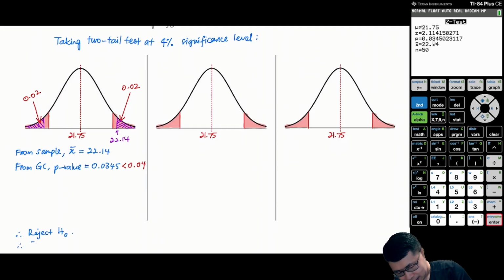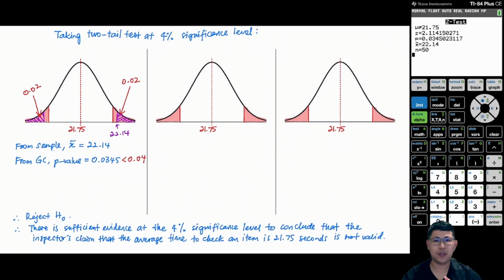Okay, and there is sufficient evidence to reject the claim, to reject the null hypothesis. Okay, so there we have it, our conclusion over here. Now let's take a look at the second one, which is our critical value method for the z-score.